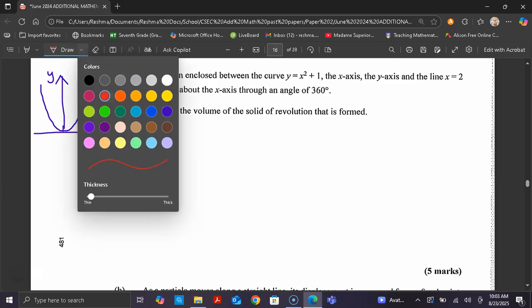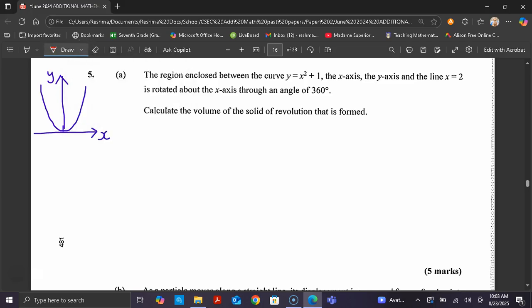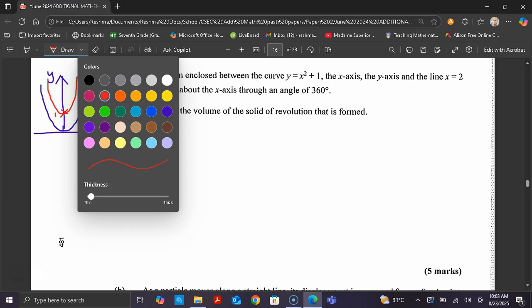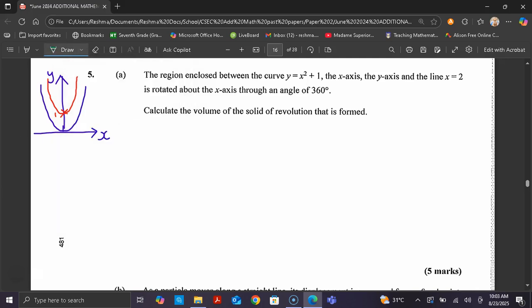So let me use a different color. If I move this curve up by 1 unit, it will be a little higher up, so it will pass through, therefore, 0, 1 on the y-axis. So if we're looking at the region enclosed by this curve, the x-axis, the y-axis, and the line x equals 2, first we have to draw the line x equals 2, which is a vertical line that passes through 2 on the x-axis. So I'm just going to draw a vertical line straight up to the curve.